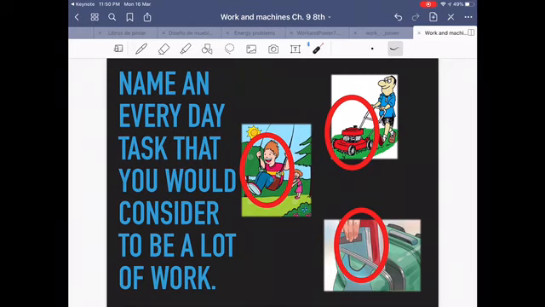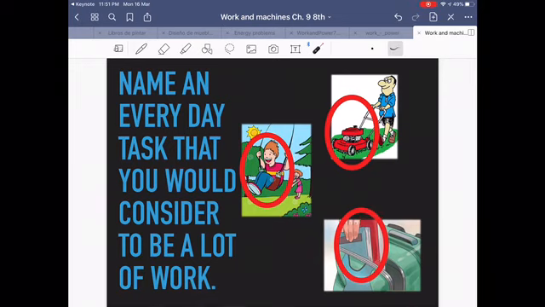It says, name an everyday task that you would consider to be a lot of work. Okay, here in the first example, you can see that the girl is pushing the boy on the swing. So she's applying a force and the boy is actually moving. So that would be work done. Or this guy moving the lawnmower, he's applying a force and the object is moving a distance. And in this one, you are pulling your books from your backpack and the books are moving upward, so there is work applied on the books. Why am I saying this?